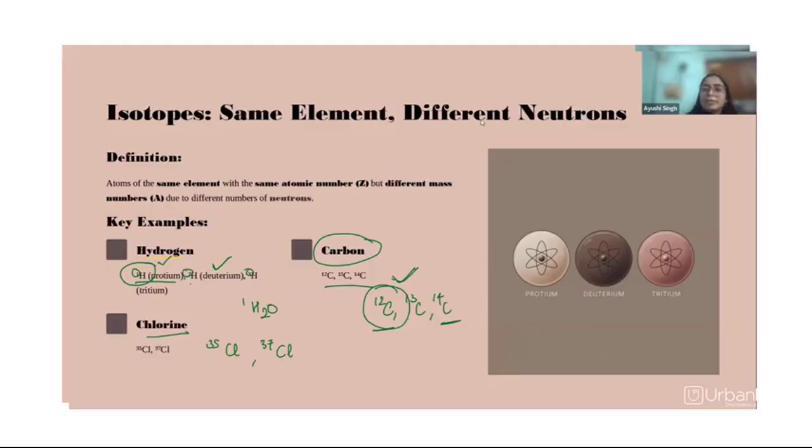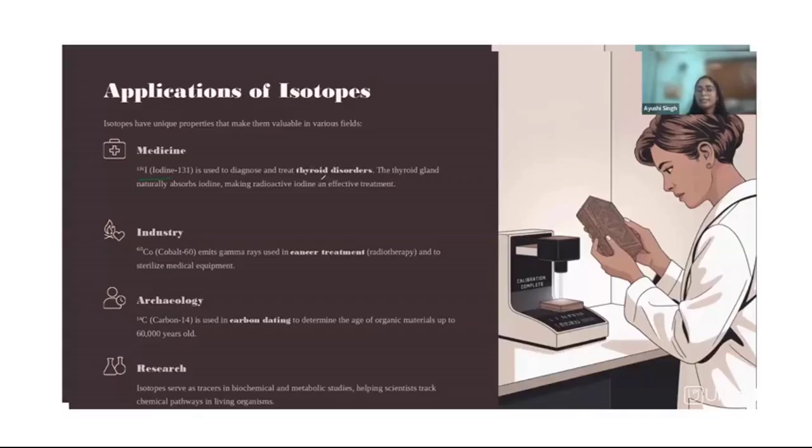Applications of isotopes: for example, iodine 131 is used to diagnose thyroid diseases or disorders. The thyroid gland naturally absorbs iodine, making radioactive iodine an effective tool. So if you are given radioactive iodine, you can be diagnosed for any kind of thyroid issues you are facing.